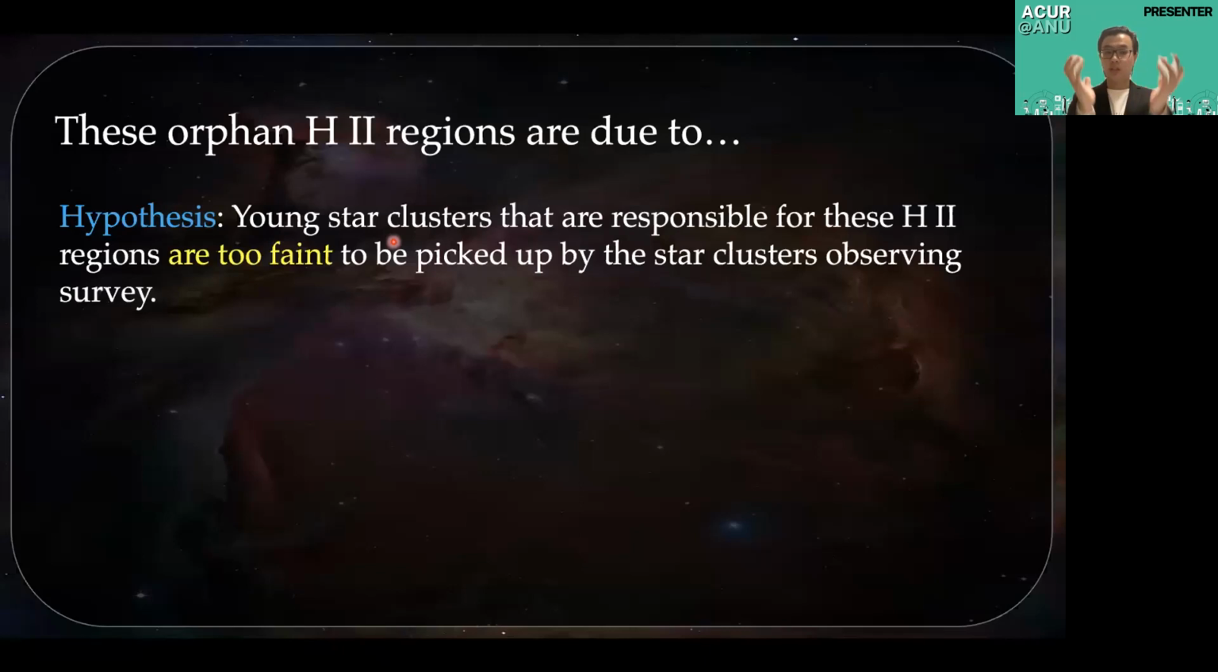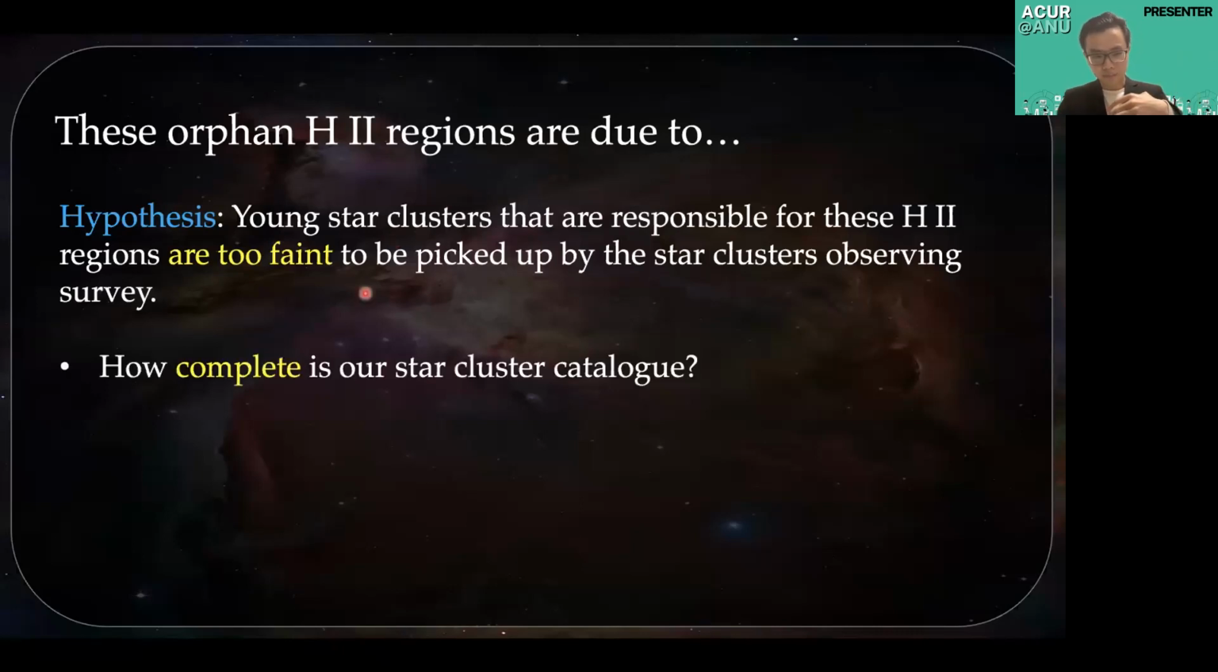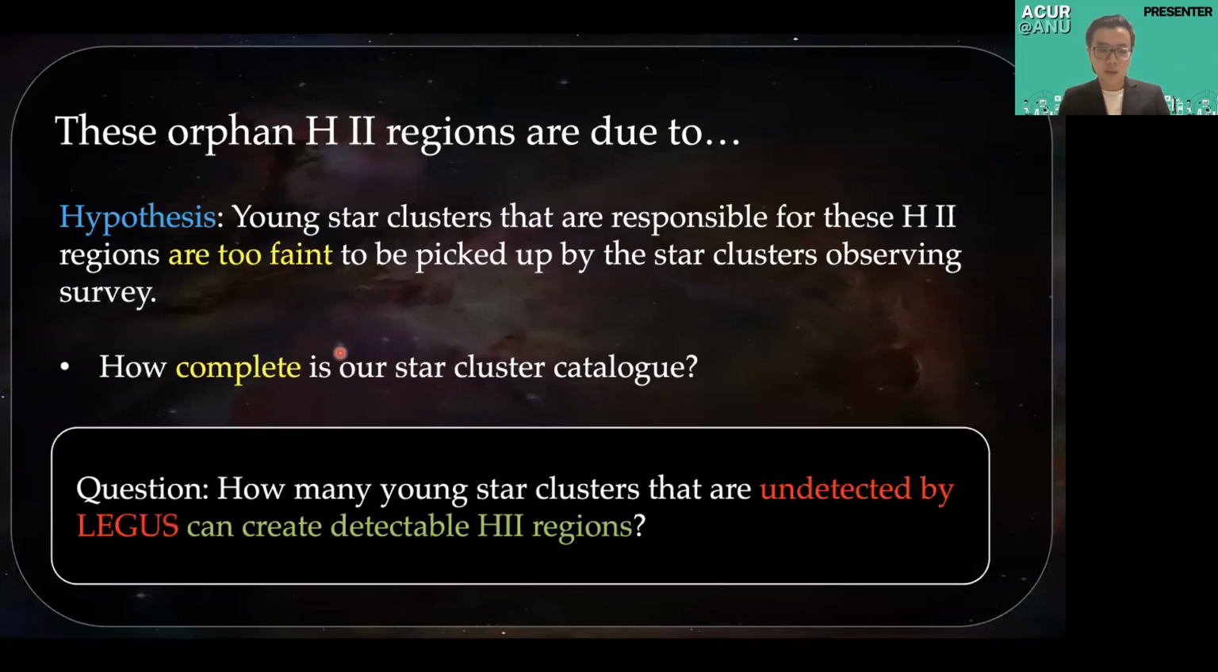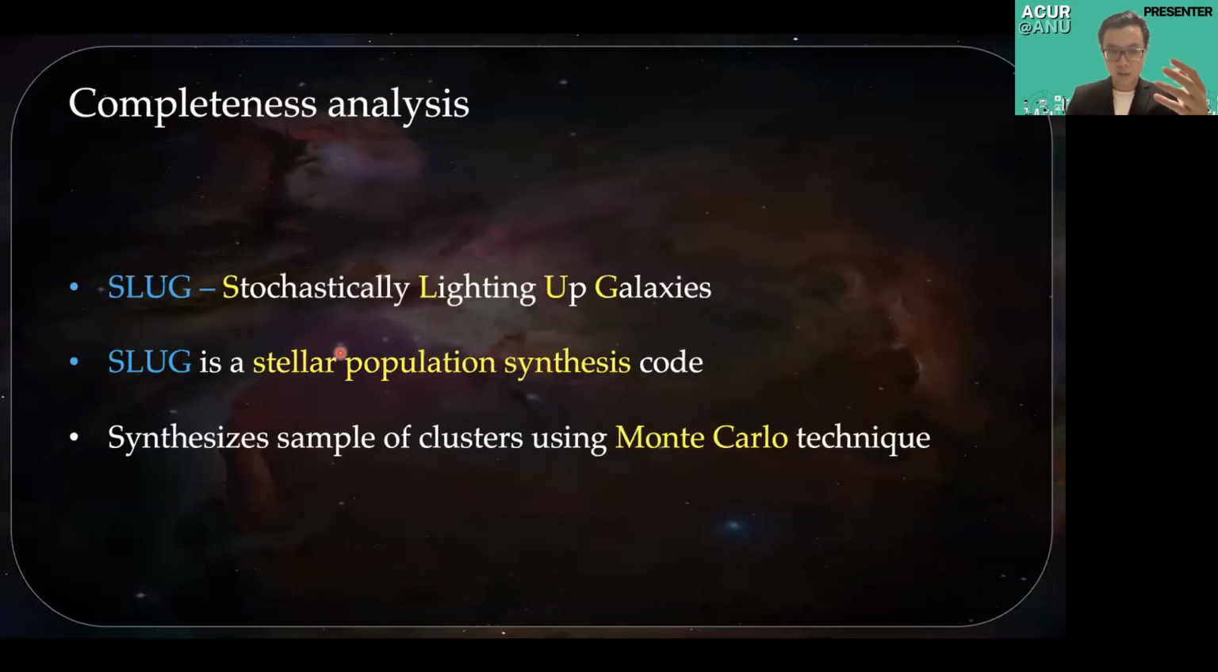So it produces an H2 region, but the cluster itself is too faint to be picked up by the LEGUS survey. And so the other way of asking is, how complete is actually our star cluster catalog? And we say, how many of these young star clusters that are undetected by LEGUS can actually create a detectable H2 region by SIGNALS? And the way we do our completeness analysis is by using the SLUG code.